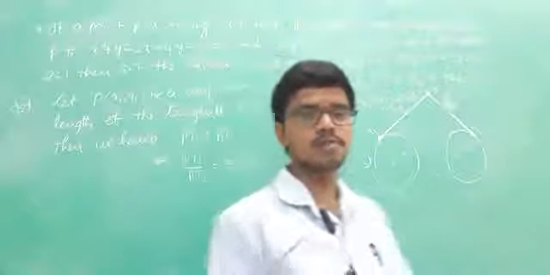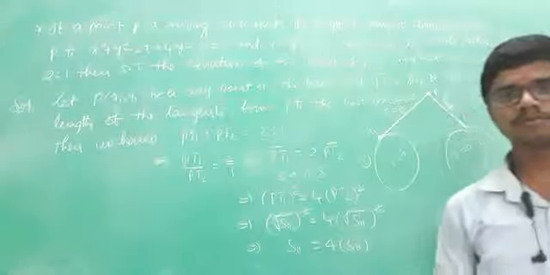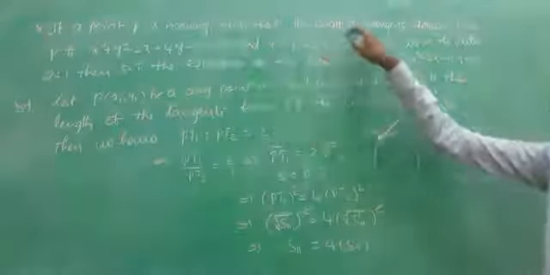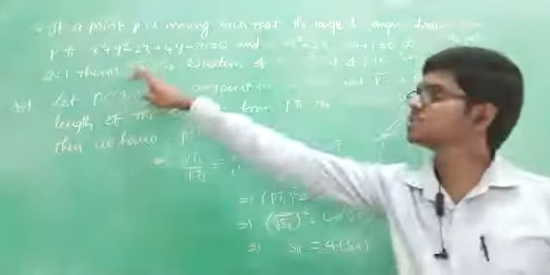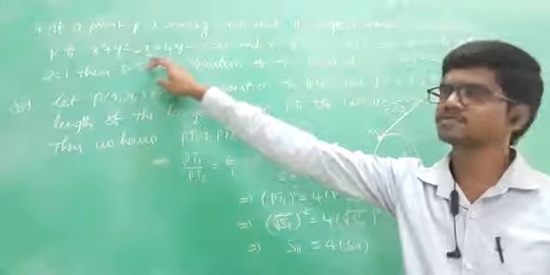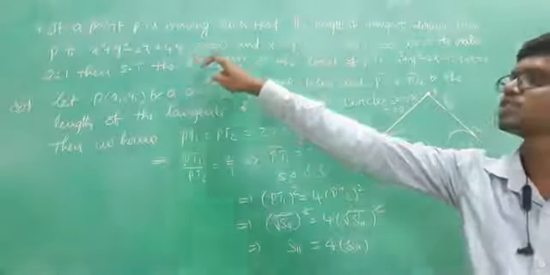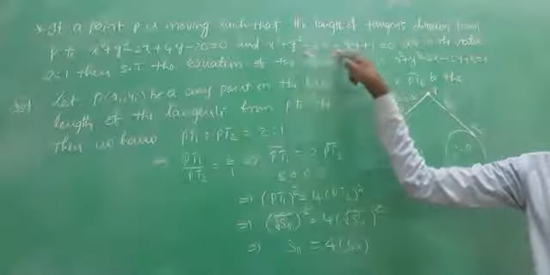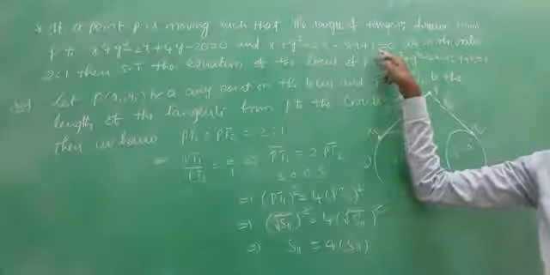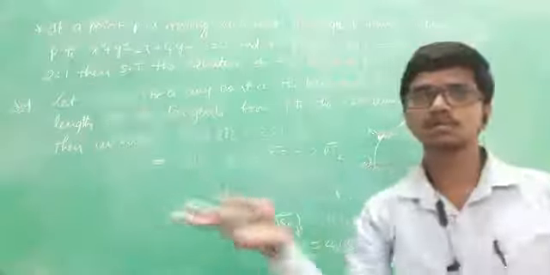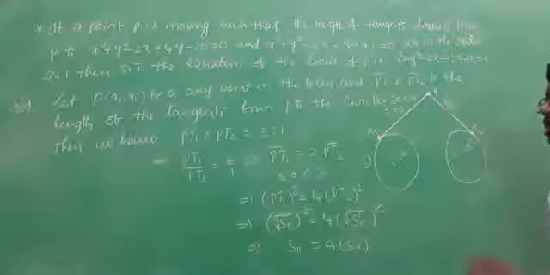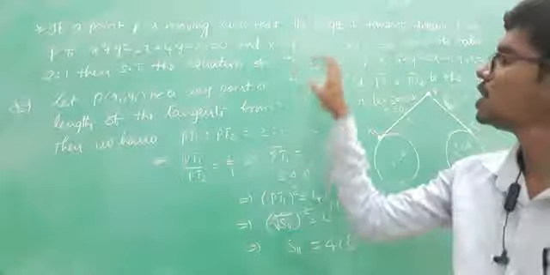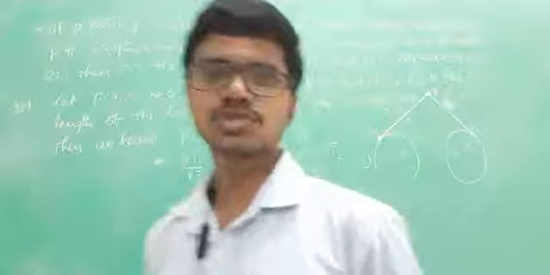Okay. See students, like the previous problem, if a point P is moving such that the length of the tangents drawn from P to the circles S is x square plus y square minus 2x plus 4y minus 20 equal to 0, and S dash is x square plus y square minus 2x minus 8y plus 1 equal to 0, are in the ratio 2:1 (in the previous problem it was 2:3; here the ratio is 2:1), then we have to find the locus of P, the equation of the locus of P.